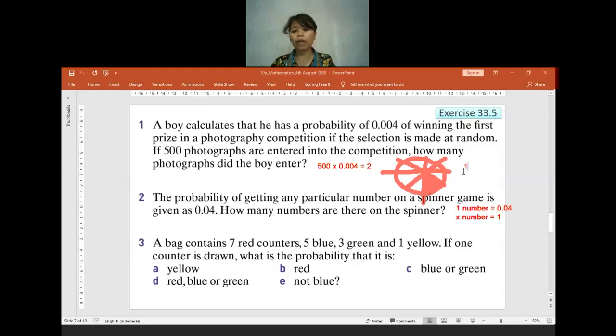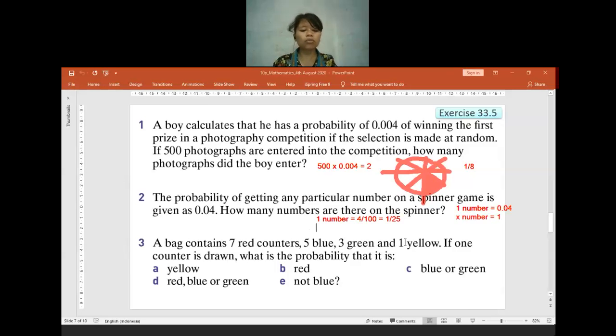Yeah, 1 out of 8. Why is it 1? Because it is only one side. Why is it out of 8? Because there are 8 numbers. So this is also the same thing for 0.04. For one number, to make it easier, you can change it into a fraction. One number will be 4 per 100. You can simplify it to 1 out of 25. So it means if one number has a probability of 1 per 25, then on the spinner in total there are 25 numbers.